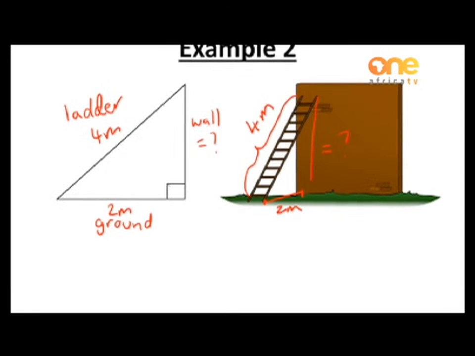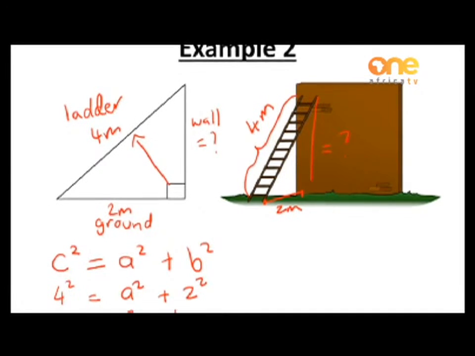So, we have a right angle triangle. This would be our hypotenuse. This would be our side 1 and our side 2. So recall, Pythagoras' theorem said that the hypotenuse squared is equal to side 1 squared plus side 2 squared. So 4 squared is equal to a squared plus 2 squared. So we get 16 is equal to a squared plus 4.